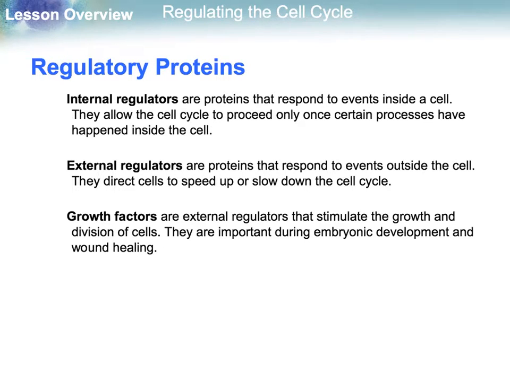Regulatory proteins do a variety of things. They can come both from the outside and the inside of the cell. Internal regulators are proteins that respond to events inside a cell. They allow the cell cycle to proceed only once certain processes have happened inside the cell. In other words, the cell can't divide until mitosis is complete. So if we're caught in one of the phases, like anaphase, before it's ready to divide, the cell will not divide until anaphase is complete.